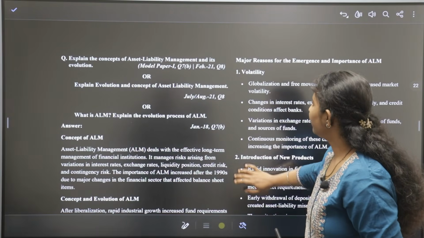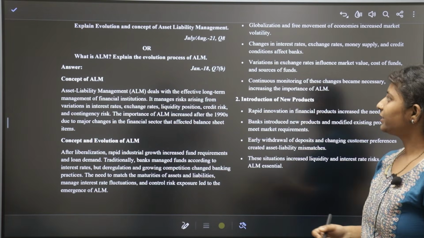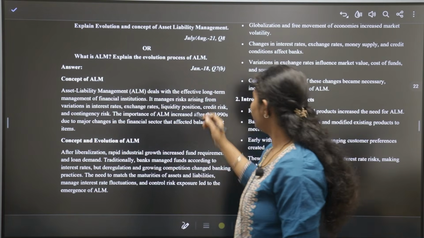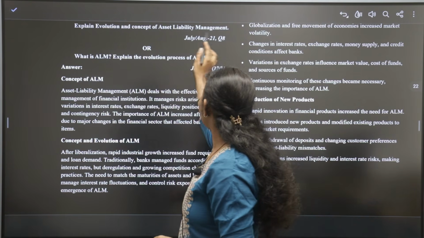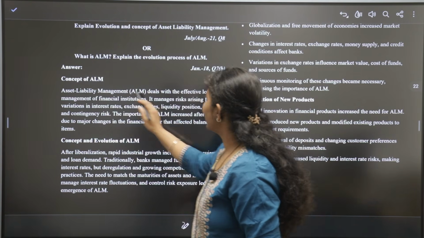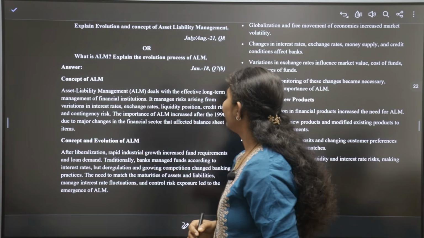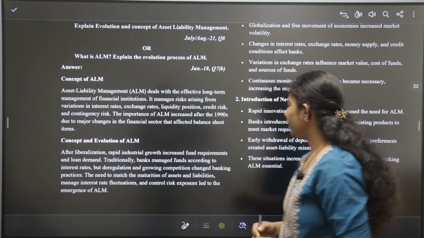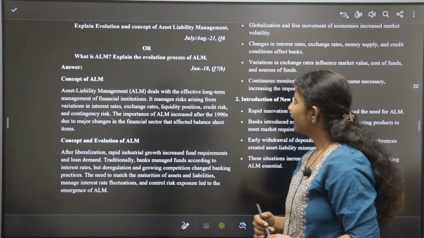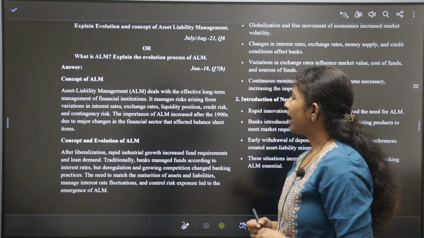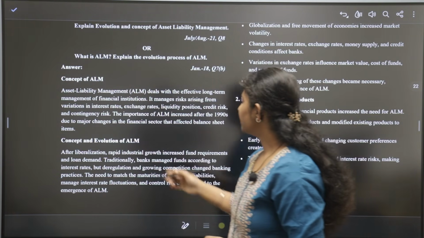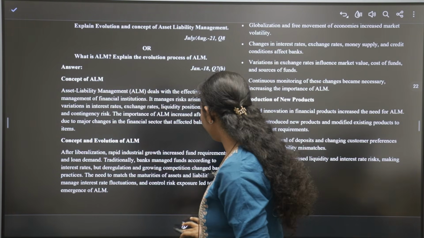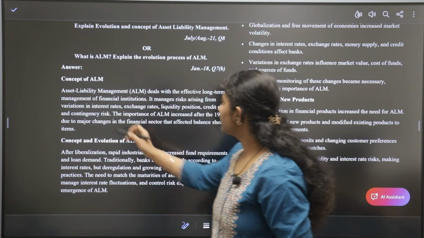And this is the next question. Explain the evolution and concept of asset and liability management, or they may ask what is ALM. Explain the evolution process of ALM, asset and liability management. Already we discussed what ALM means. We'll discuss the concept.